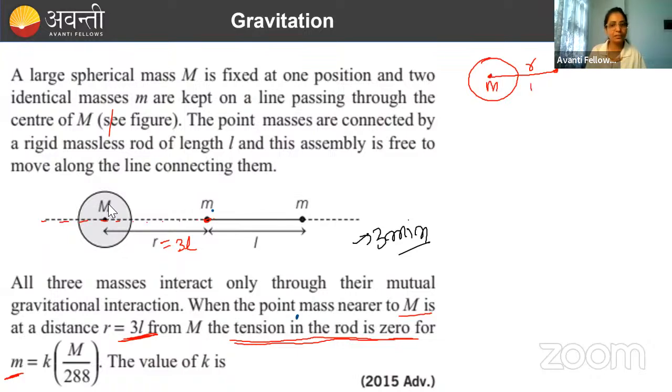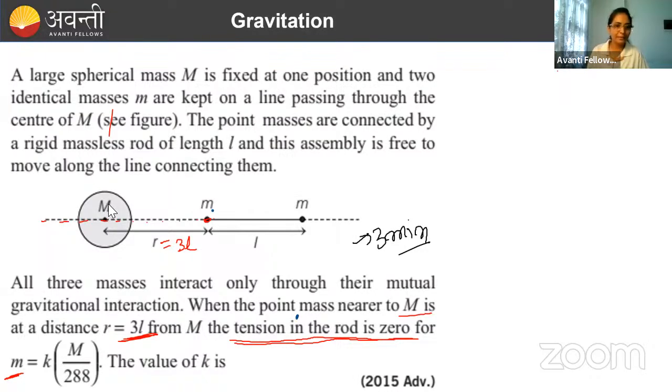So at this point, gravitational field will be how much? Gm by r squared simply. And if you have to calculate the force, then you will do field into mass, same as you have done in your electrostatics. Done. So second thing, let's come to the first line. Let's understand that thing, that tension in the rod is 0.